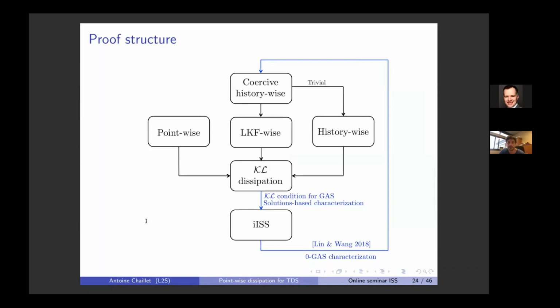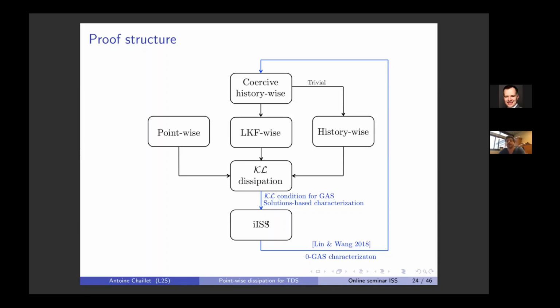And the proof structure is this one. So going from a coercive history-wise, of course, you get a history-wise, this is trivial. But from history-wise to LKF-wise, and from LKF-wise to a KL dissipation, from pointwise to KL dissipation, all these black arrows are rather easy to show. It's essentially manipulations of comparison functions and not so complicated. The two difficult parts are the blue arrows. So going from a KL dissipation to integral ISS, and probably that's the main contribution of the theorem I showed you before.